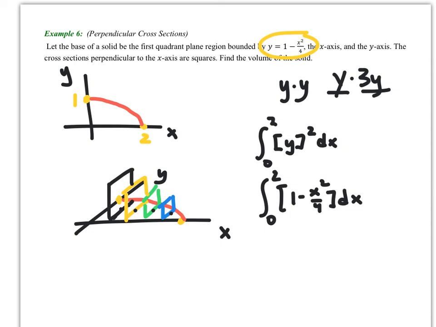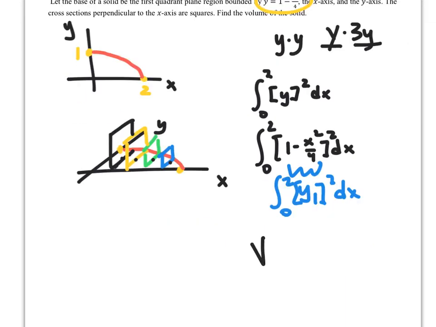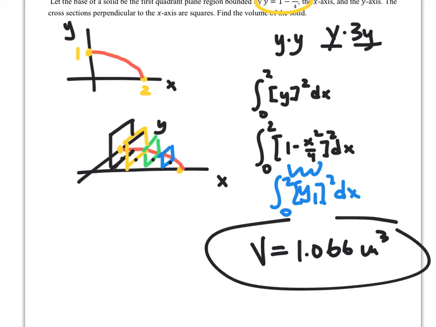I would type this in here for y1 and take the integral from 0 to 2 of y1 squared. Yep, that should be squared. Almost forgot that. In terms of x. And my calculator is giving me a volume of 1.066 units cubed. That is the volume of perpendicular cross sections there. That'd be it for chapter 6, so onward we move.